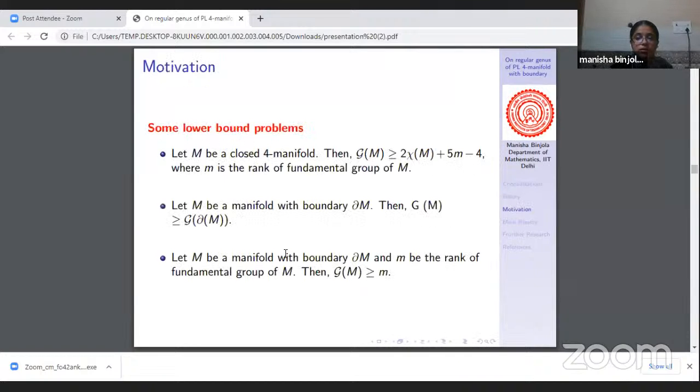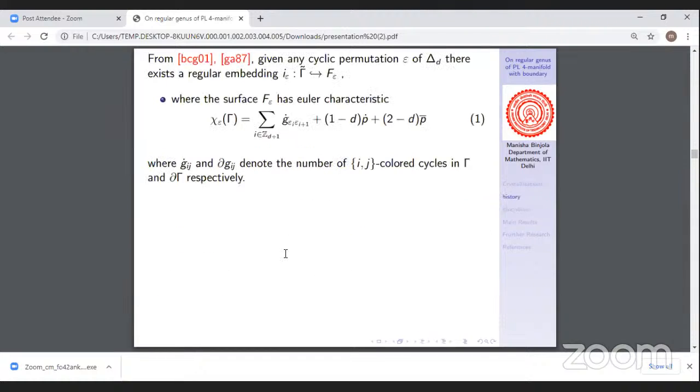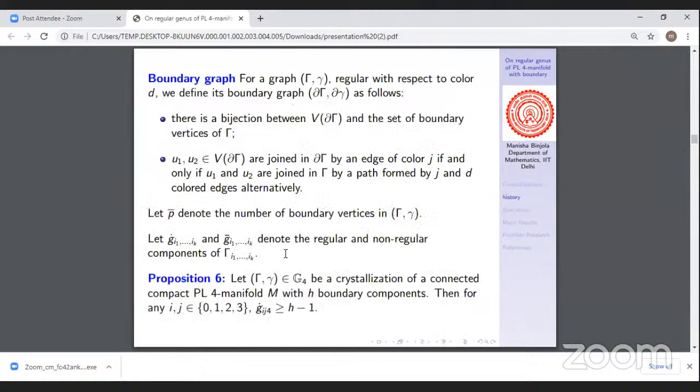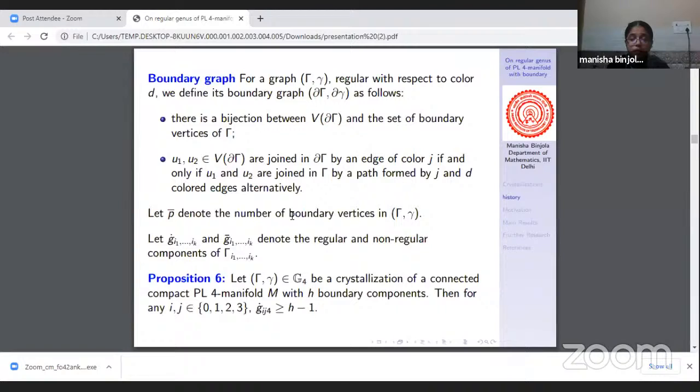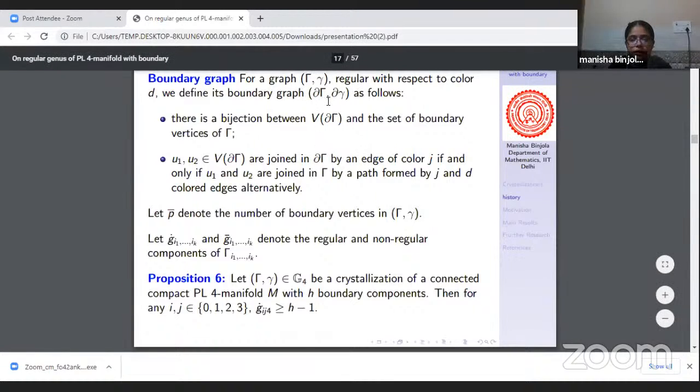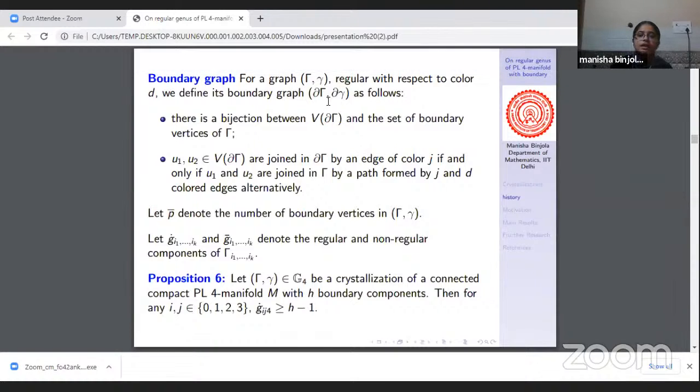Manisha, sorry to interrupt. Can you clarify one definition for me? The boundary of a colored graph. When you say boundary, say regular with respect to color D, there can be another color with respect to which it can be regular, right? Yes, sir. So when we say boundary, is it with respect to D only? Yes, sir.